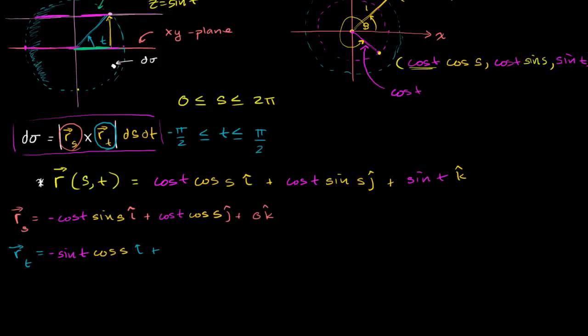So once again, now we have minus sine of t sine of s j. My hand is already hurting from this. This is a painful problem. Plus the derivative of sine of t with respect to t, we're taking the partial with respect to t, is just cosine of t. So plus cosine of t, and now times the k unit vector.